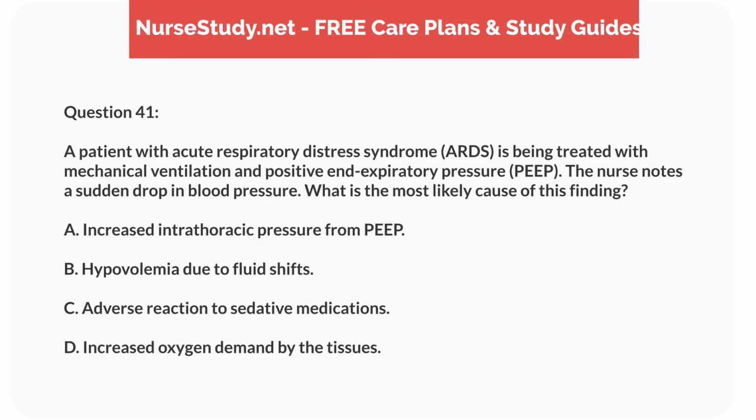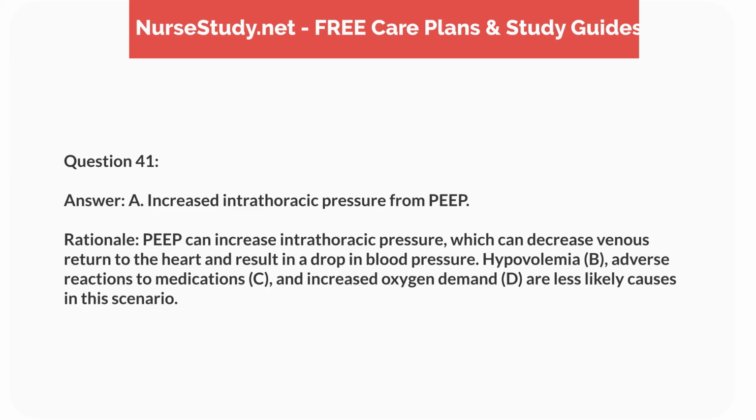Question 41. A patient with acute respiratory distress syndrome, ARDS, is being treated with mechanical ventilation and positive end expiratory pressure, PEEP. The nurse notes a sudden drop in blood pressure. What is the most likely cause of this finding? A. Increased intrathoracic pressure from PEEP. B. Hypovolemia due to fluid shifts. C. Adverse reaction to sedative medications. D. Increased oxygen demand by the tissues. Answer: A. Increased intrathoracic pressure from PEEP.